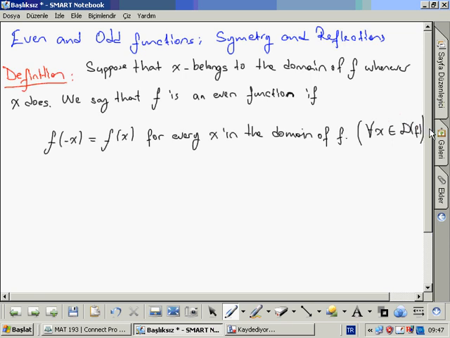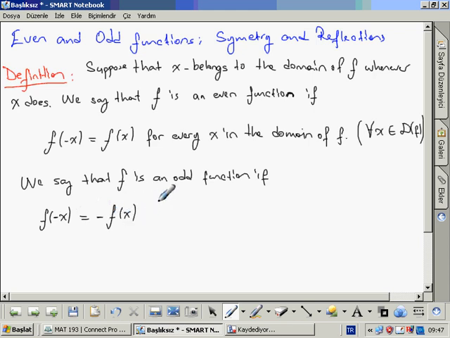Okay, and another definition about the odd function: we say that f is an odd function if f of minus x equals minus f of x, for every x element of domain of f.